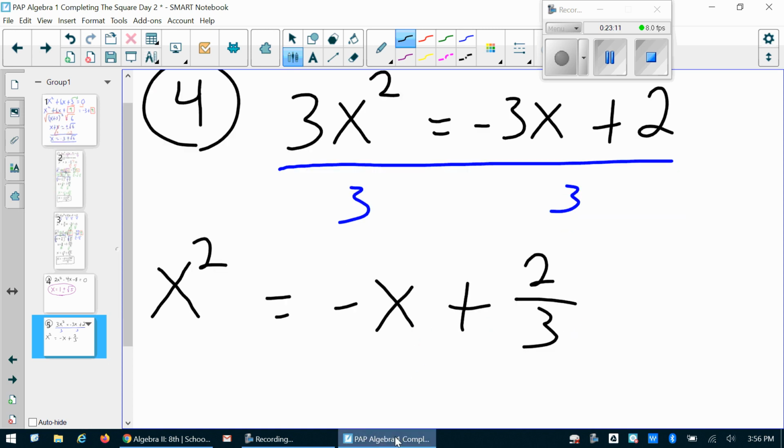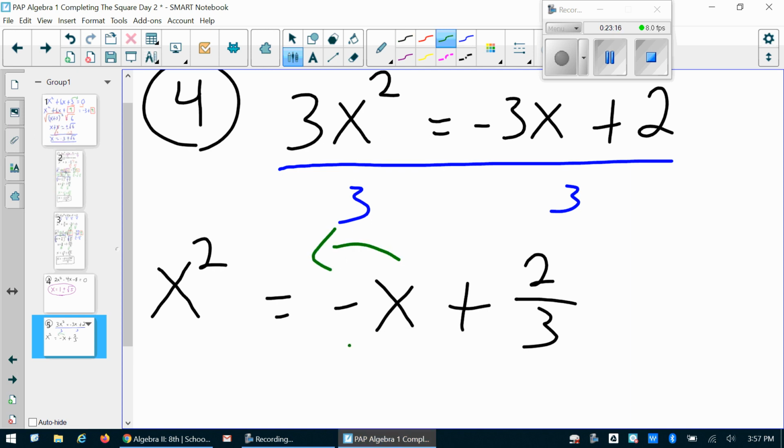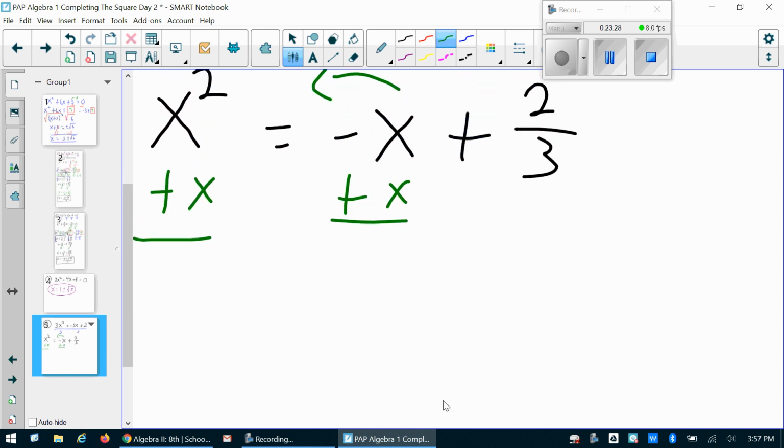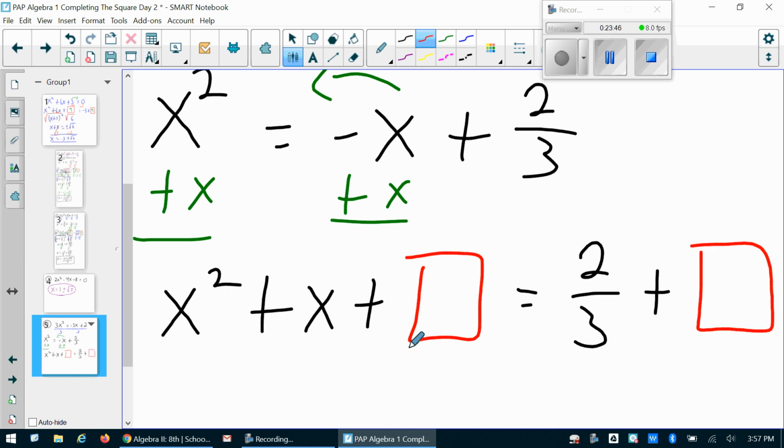All right. I need this negative x on the other side. So I'm going to add x to both sides. 2/3 is where it needs to be. So I'm going to do this, what I did in green, and then I'm going to draw my boxes. So I have x squared plus x plus the box equals 2/3 plus the box. Okay.